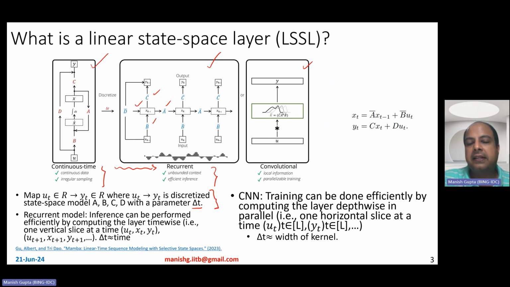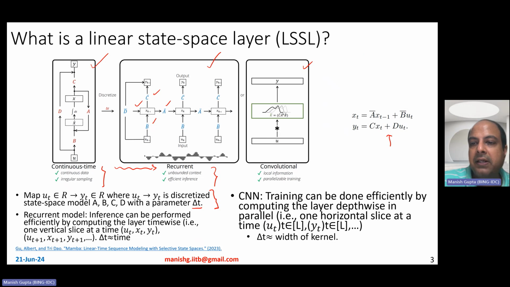And then for the RNN, you can write the system as follows. Remember, x dot can now be called xt, and x can be called xt minus 1, because now we have a notion of time, which is a discrete unit that has been discretized. So xt equals A bar xt minus 1 plus B bar ut.